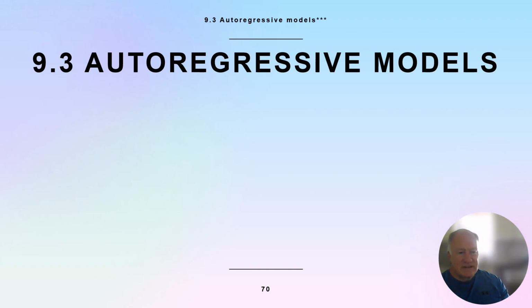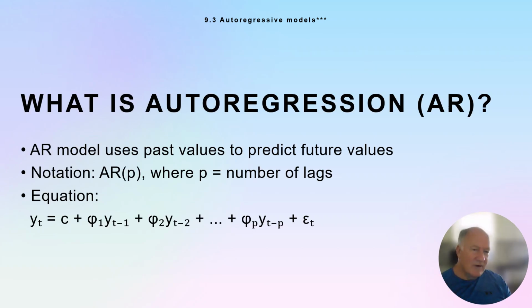So to close out the first lecture, or the first part of Chapter 9, let's talk about autoregressive models. Autoregressive models, or AR, are models that use past values to predict future values. The notation is AR(p), where p is the number of lags, and the equation is y of t equals c plus some constant times the previous value plus some constant times the value two times ago, and so forth, plus the residual.